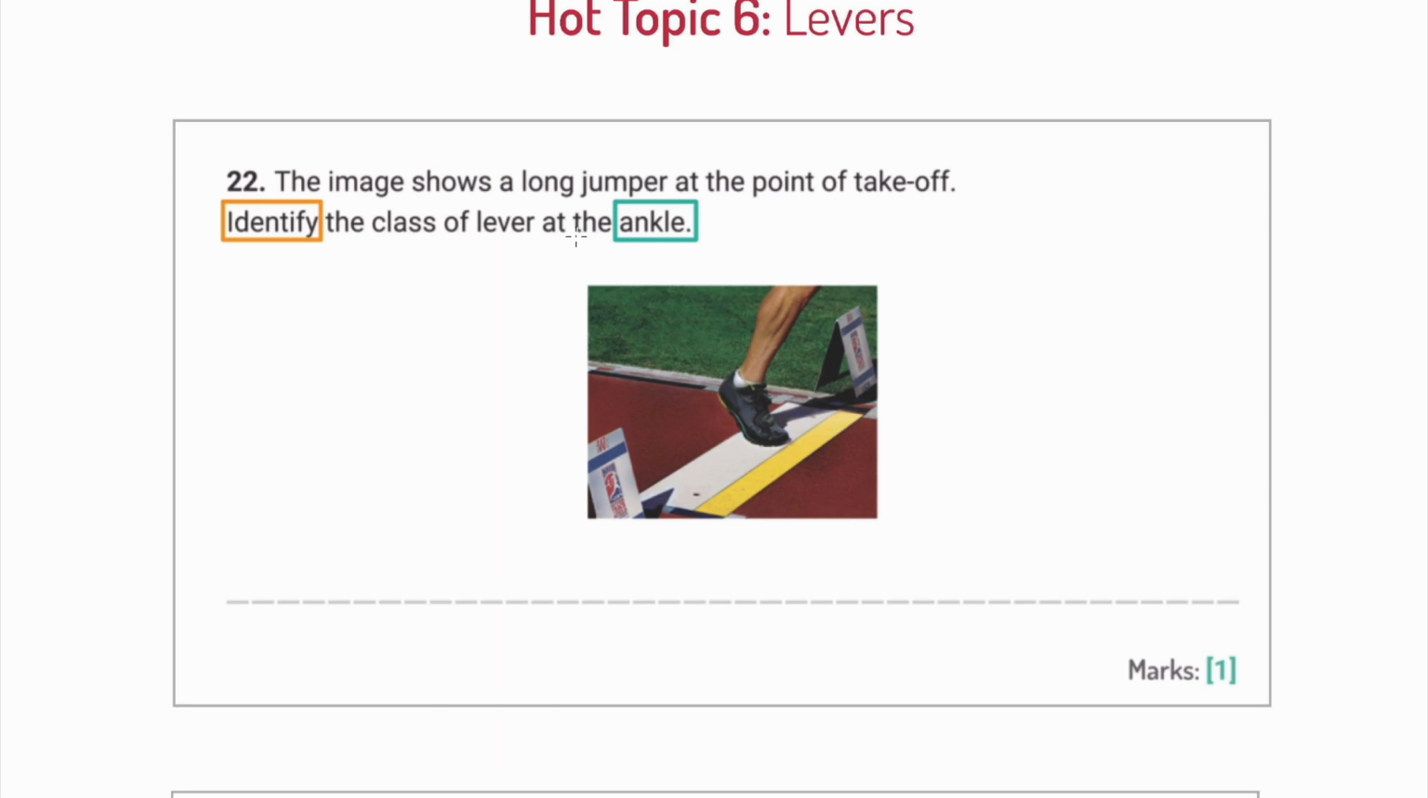Okay, levers, another of our mechanical topics and one of everyone's favourites. So we've got an example here. A long jumper at the point of takeoff, and identify the class of lever at the ankle. Now, obviously, you might just remember that this is a second class lever, but I would like to prove it to you if you don't mind me quickly doing so.